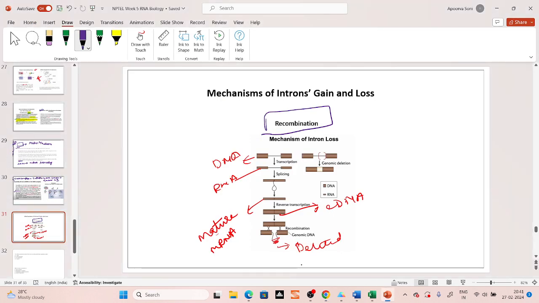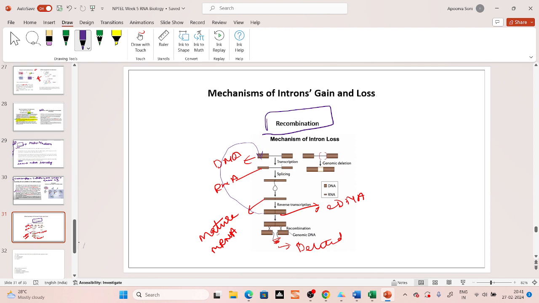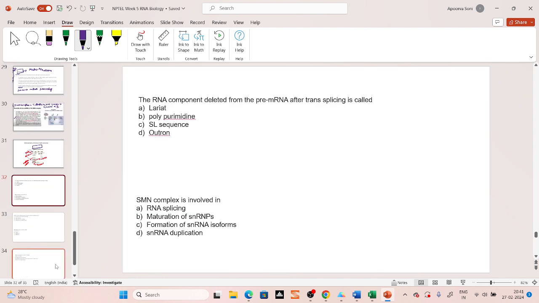DNA is converted to RNA, and then this RNA when it is reverse transcribed forms recombination with its own DNA, and therefore the intron is lost. Now, this is the mechanism of intron loss. Intron gain mechanism, maybe in the next class we'll see if it is given. Now we'll do some questions.